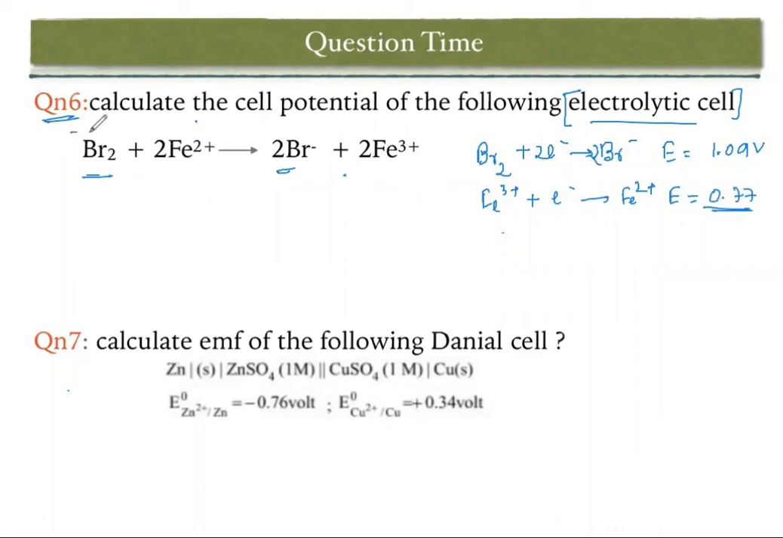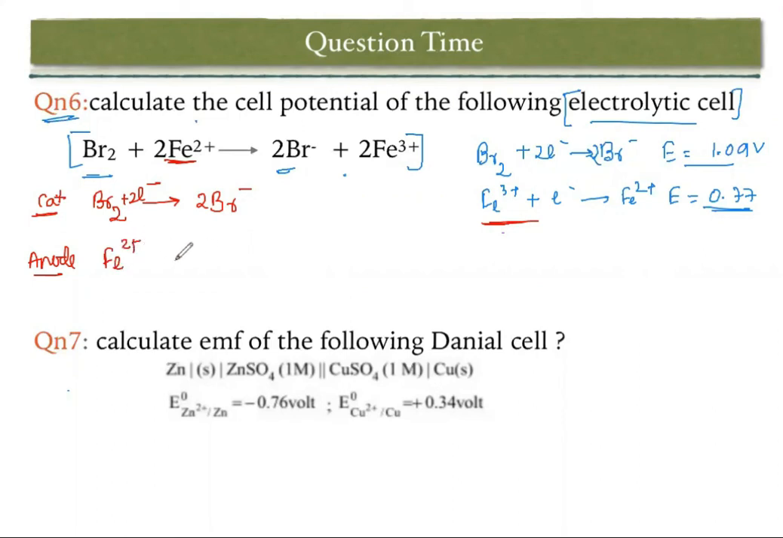Now we have to arrange according to this equation. First, which will be cathode, which will be anode. This will be the cathode. So the cathode reaction is Br2, because the potential is high, gives Br minus, plus 2 electrons. Anode: we have to arrange the reaction according to the reaction given. Here the opposite is given, so we have to reverse it.